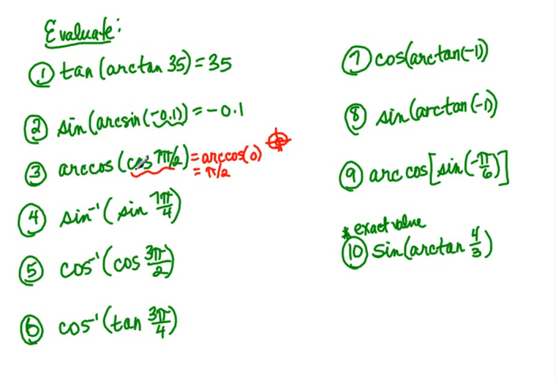In other words, those two things didn't just cancel out to give me whatever was inside of the function, because the 7 pi over 2 is outside of the range of the inverse cosine function. So these are going to require a little bit more thought. What about sine inverse of sine of 7 pi over 4?